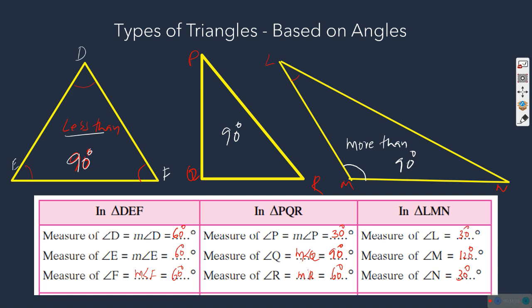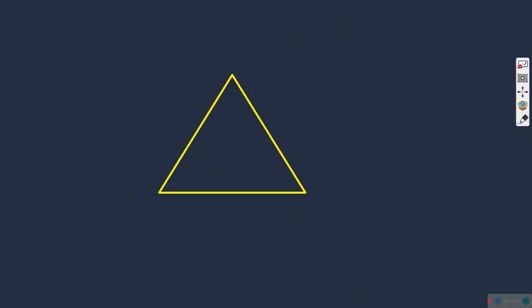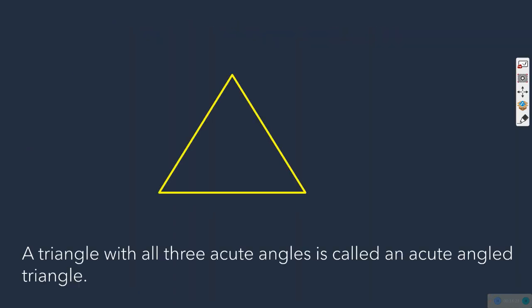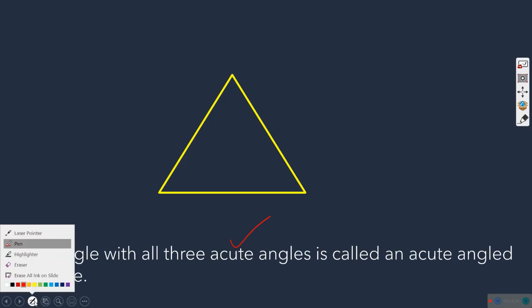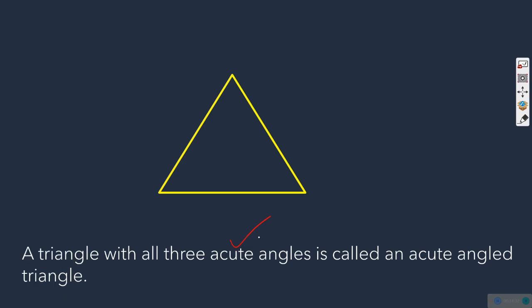So we have different measures, different types of triangles, and we can classify them in such a way that the triangle having three acute angles, acute means less than 90 degree, you have studied that, we call such triangles acute angled triangles. So this is an acute angled triangle.